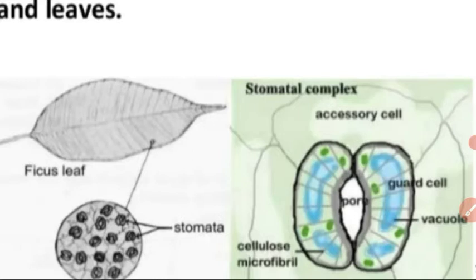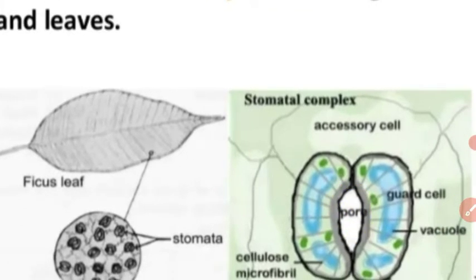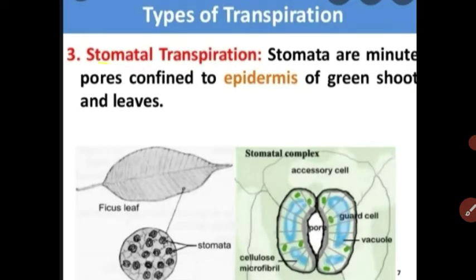Students, you understood the structure of the stomata. The stomata is made from two guard cells. The opening is called the stomatal opening. It contains large vacuoles and many chloroplast organelles, and due to the opening and closing of the stomata, the plant loses water vapor through the stomata. This is called stomatal transpiration.